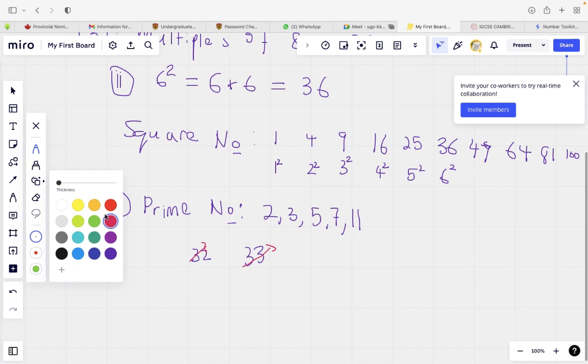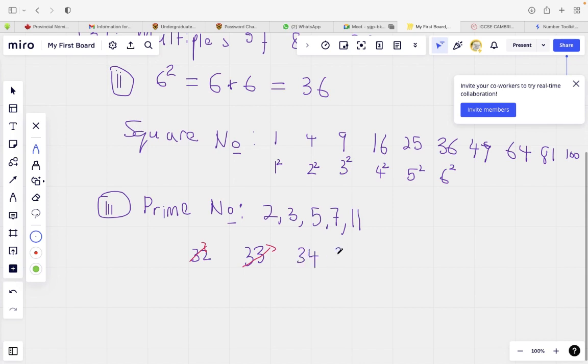So 34 is obviously not a prime number. So we strike it out. 35 is not, because 35 can be divided by 5. 35 can be divided by 7. So obviously 35 is not a prime number. 36 is not, because just now we said 6 squared equals 36. So 36 can be divided by 6, can be divided by 4, can be divided by 9. So obviously 36 is not.